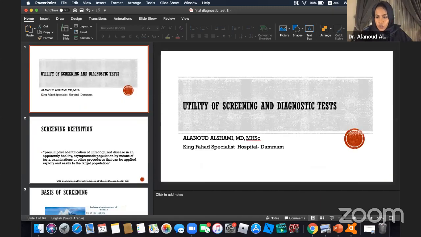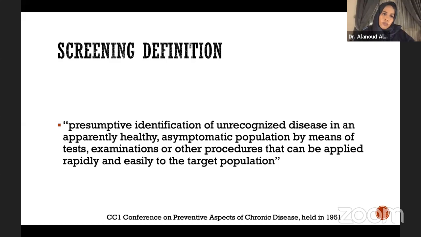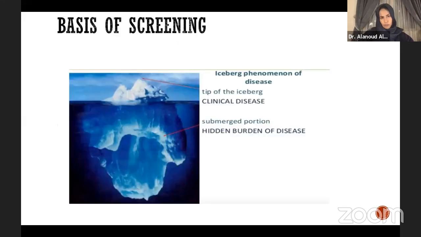So today inshallah, or tonight, I'll be talking about the utility of screening and diagnostic tests. Screening is a presumptive identification of unrecognized disease in an apparently healthy asymptomatic population by means of tests, examinations, or other procedures that can be applied rapidly and easily to the targeted population.